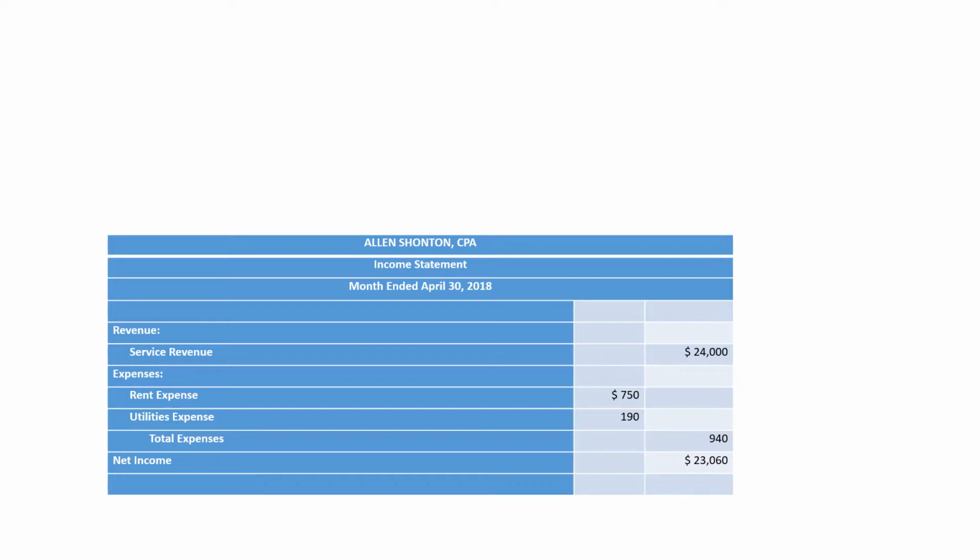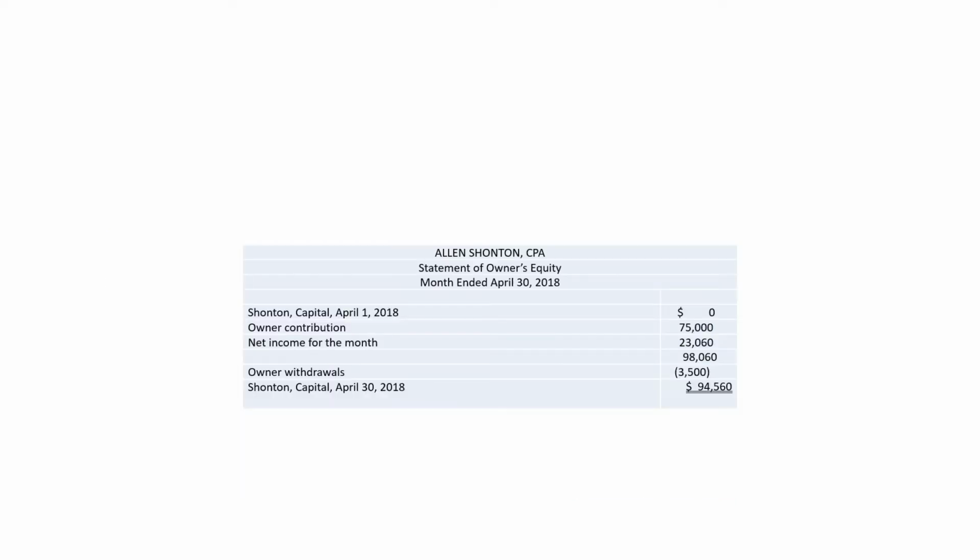Okay, so this is reporting to decision makers the profit for the month of this company. The next financial statement we complete is the statement of owner's equity, and that's where we report the change in equity. So all those parts of equity over a period of time. So we start with Allen Shotton CPA, statement of owner's equity, month ended April 30th.